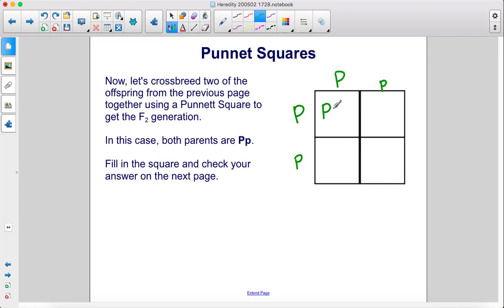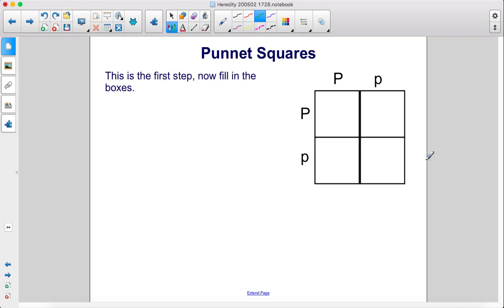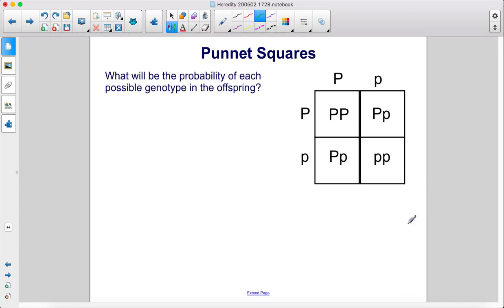So this will be 2 capital P's. Here we have an uppercase P and a lowercase p. Here we have an uppercase P and a lowercase p. And here we have 2 lowercase p's. This is the first step. Now fill in the boxes. All right, I'll do this again. 2 capital P's, a capital P and a lowercase p, a capital P and a lowercase p, and then 2 lowercase p's. What will be the probability of each possible genotype in the offspring?